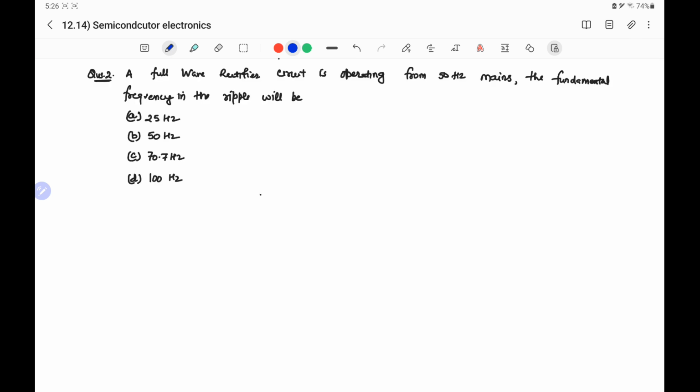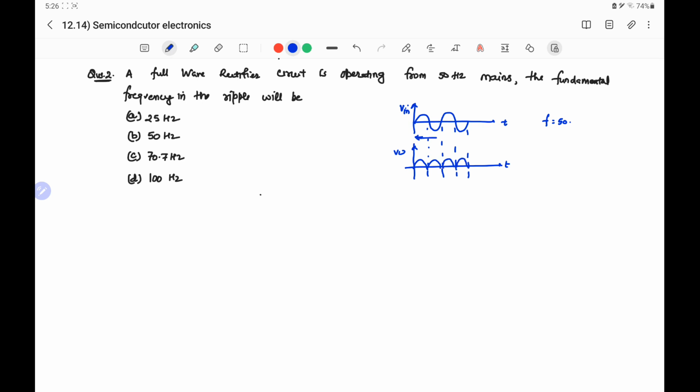Second question is, a full wave rectifier circuit is operating from 50 Hz. What will be the fundamental frequency in the ripple? If we draw the waveform of the input and output of the full wave rectifier, the input is AC, which has the frequency 50 Hz. And if we draw the output voltage, the shape of the output voltage will also have the AC ripples.